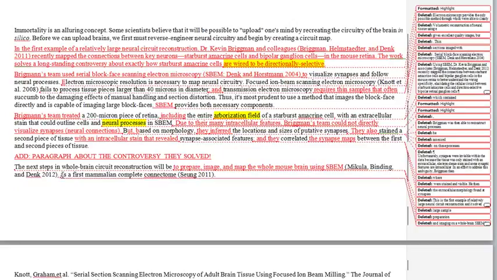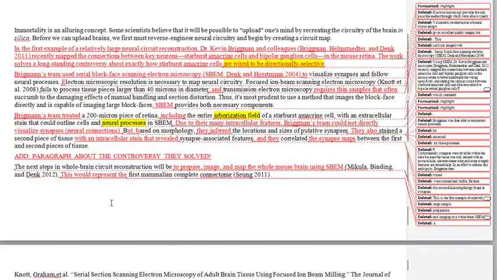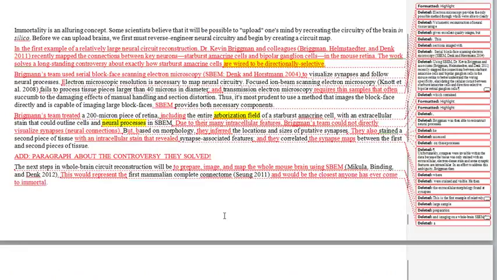And then we want to say that this is the first mammalian complete connectome, and I'll leave that term connectome in there. It's a good buzzword these days, so even though it's a little technical, I think most people are familiar with the buzzword. So we could say this would represent the first mammalian complete connectome, so that's getting to the idea of the whole brain, all the connections in the brain. And I'm going to add that little last thought that ties us back to the beginning: and would be the closest anyone has ever come to immortalizing a mammalian brain. I think that's a fair thing to say, and it's a nice ending that ties us back to the beginning.